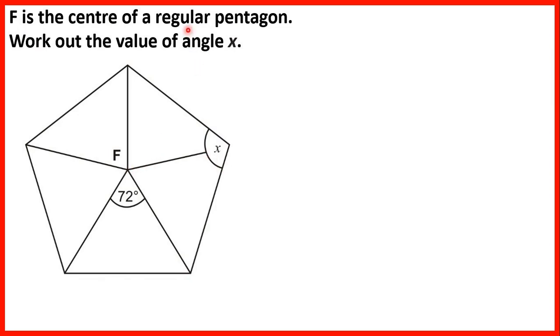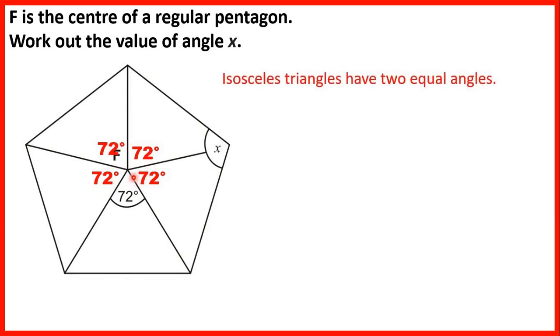So we know that it's a regular pentagon, and the word regular tells us that all of the sides are the same length. So if this angle here is 72 degrees, then these other angles around the centre will be 72 degrees as well. Now we need to spot that we have isosceles triangles, and isosceles triangles have 2 equal angles and 2 equal sides as well.